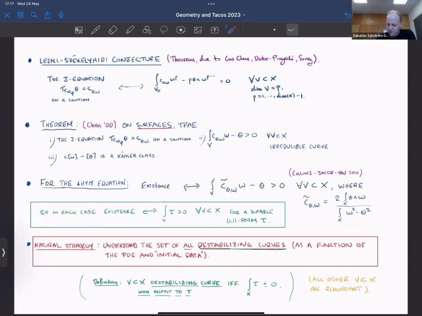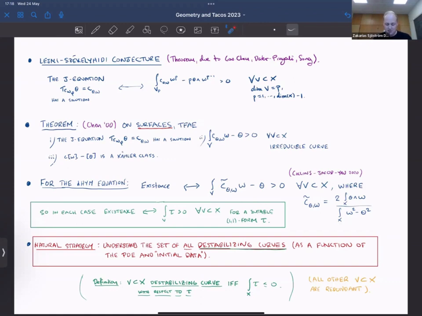So we want to understand the set of all destabilizing curves as a function of the PDE and the initial data. The reason we want to do this is, of course, that they are the only relevant ones with regards to stability. Any curve that could not appear as a destabilizing curve, we can simply discard, and it's redundant for testing stability.